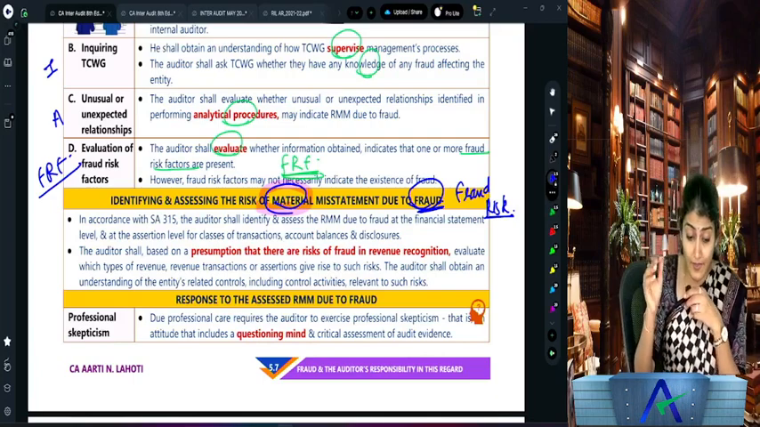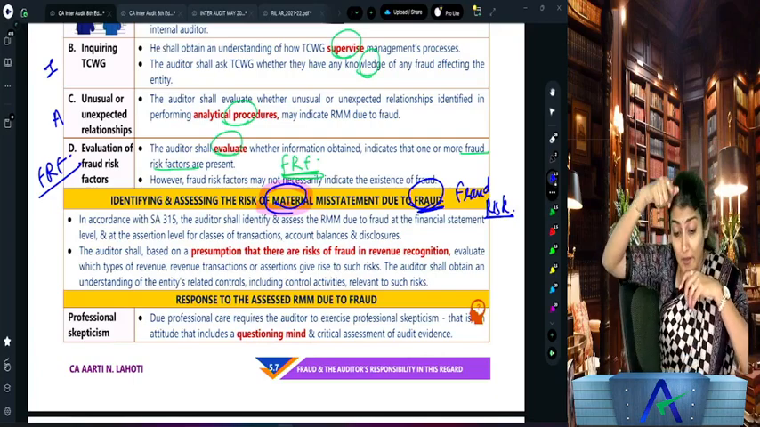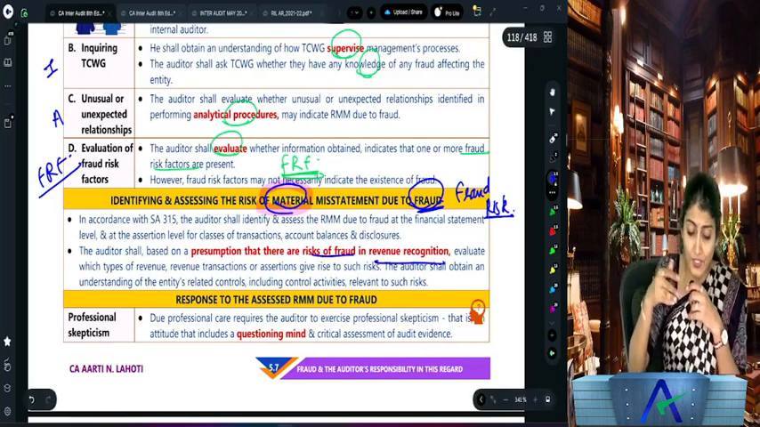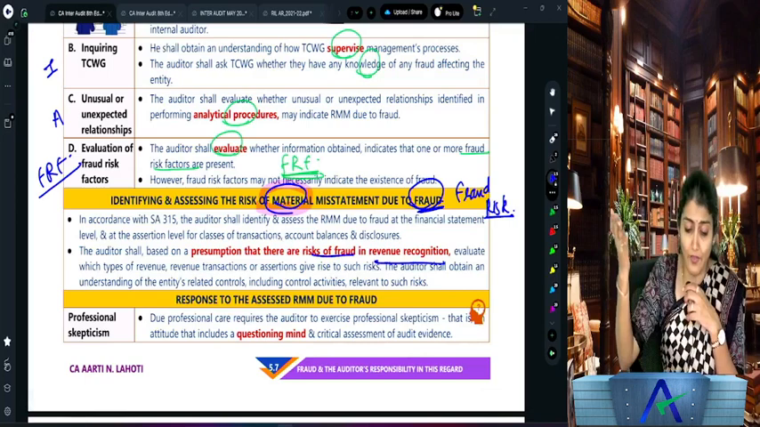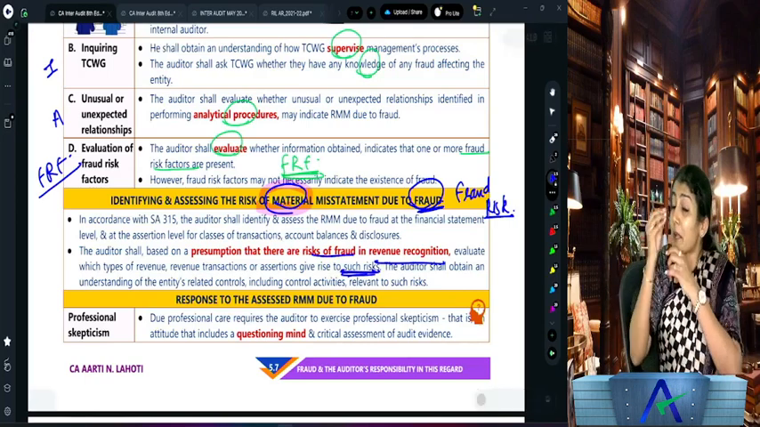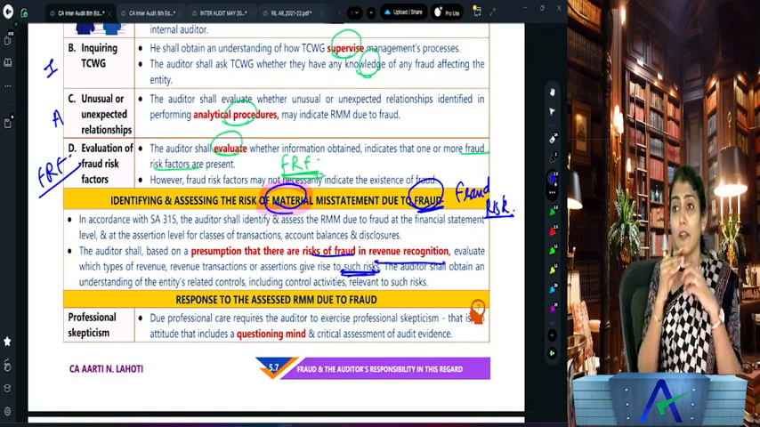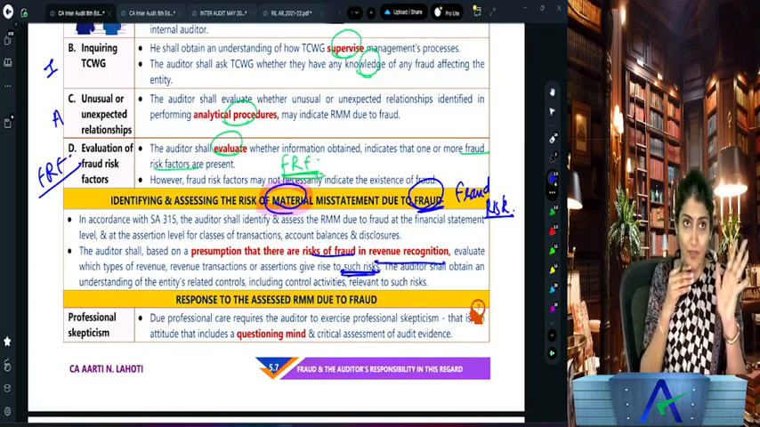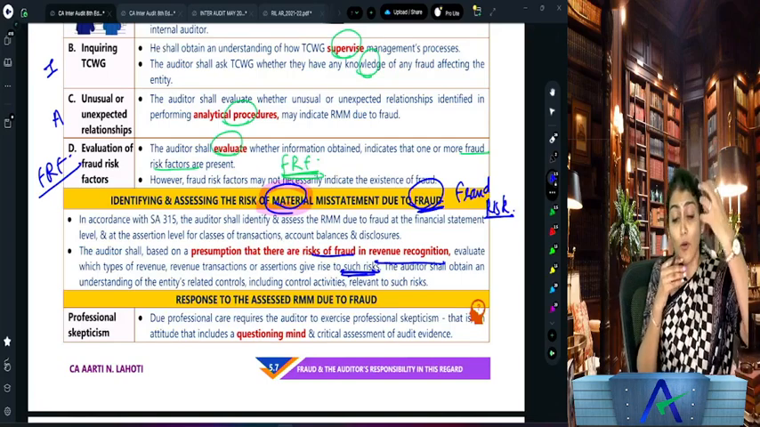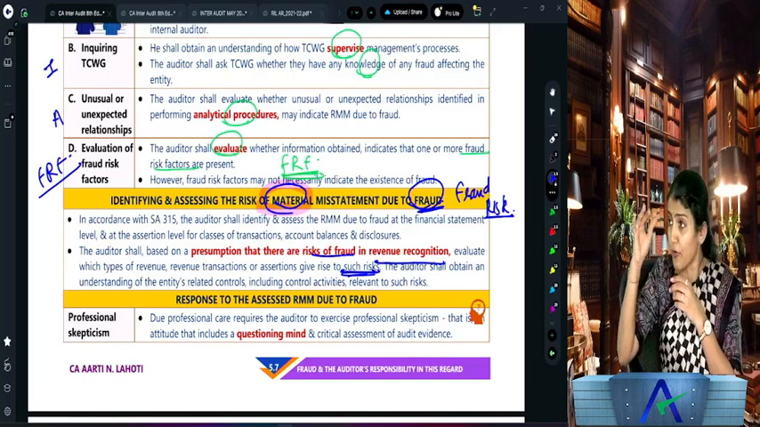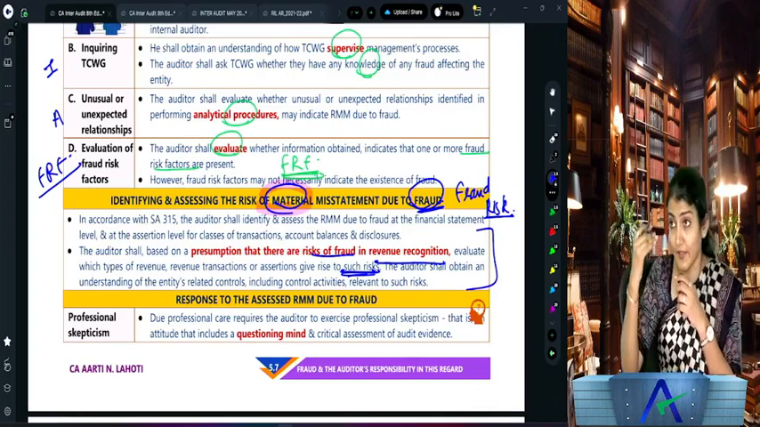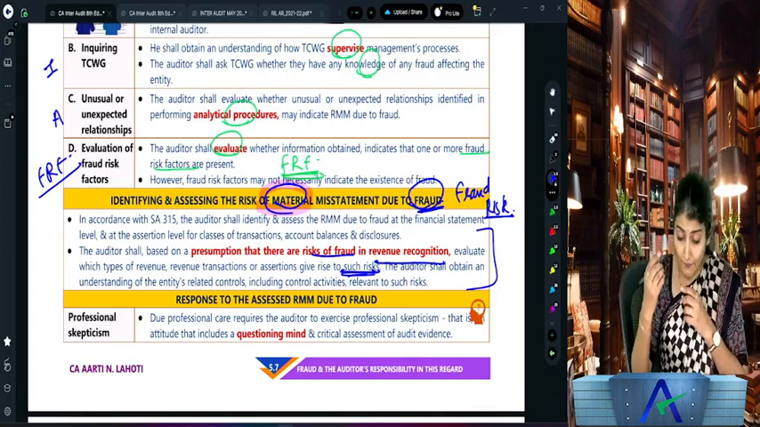So here, what does it say? The auditor shall, based on the presumption that there are risks of fraud in revenue recognition, evaluate which types of revenue, revenue transactions or assertions give rise to such risk. So is it a presumed fraud risk in every audit? Yes. Presumed fraud risk. What does it say? The presumption is that this is always to be considered as a fraud risk in the audit. What is to be considered as the fraud risk? The revenue recognition.